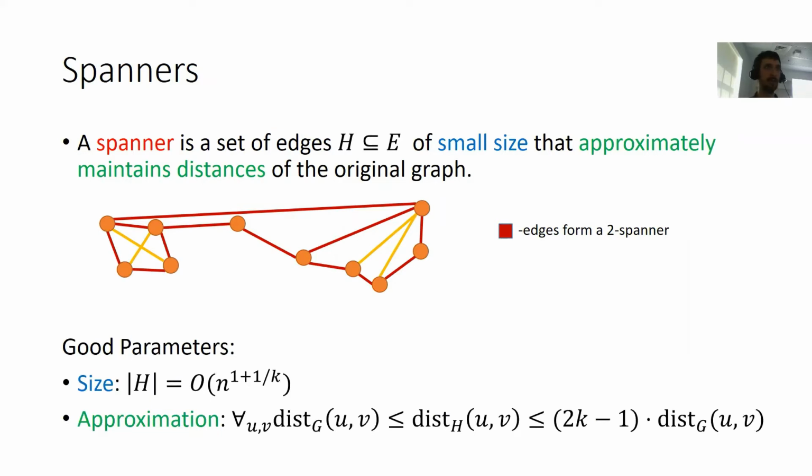And some good parameters to think of when talking about spanners is, for any k, size of order n to the 1 plus 1 over k, and an approximation of 2k minus 1. And these are good parameters because this is believed to be tight, up to a conjecture by Erdős on girth of extremal graphs.